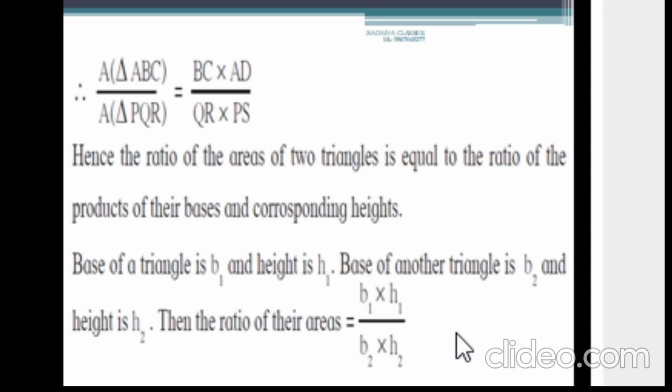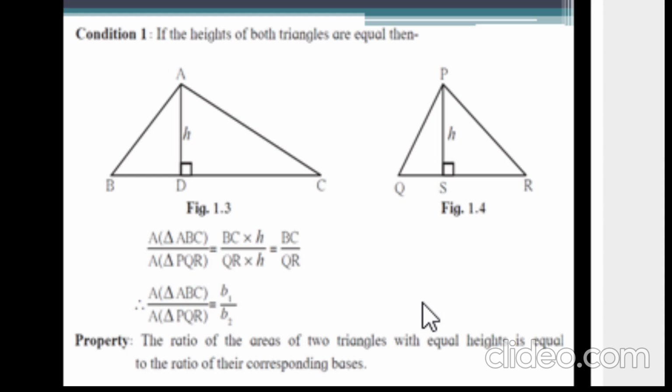So the ratio of areas of any two triangles is equal to B1 into H1 upon B2 into H2. B is base and H is height. 1 stands for the first triangle, 2 stands for the second triangle. So there are some conditions.